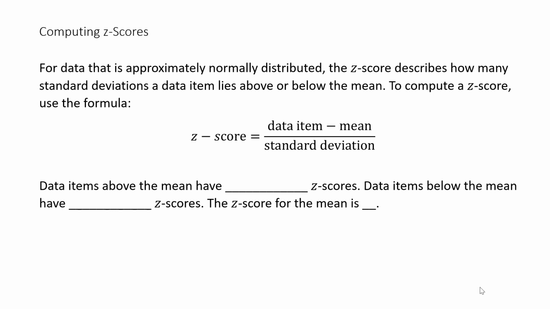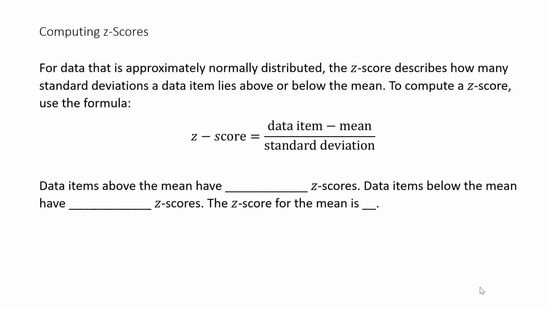We are working with computing z-scores. For data that is approximately normally distributed, the z-score describes how many standard deviations a data item lies above or below the mean. To compute a z-score, we use the formula: z-score is equal to the data item minus the mean, all divided by the standard deviation.